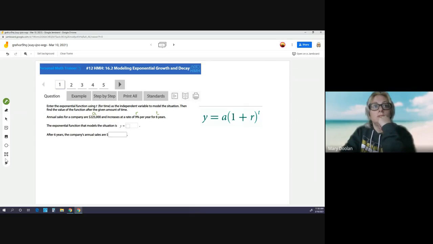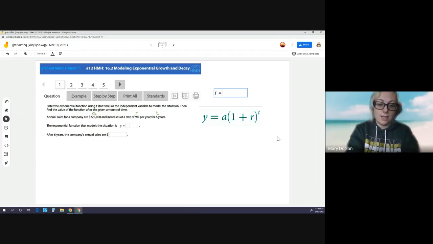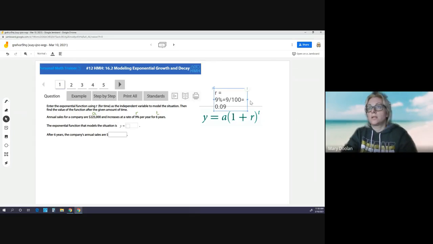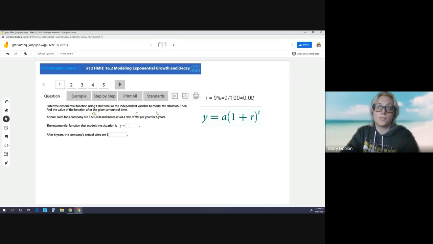Now, when you're using 9%, we can't actually just use 9% in our calculations. We have to turn it into a number that we can do calculations with. So 9% means 9 per 100. So I'm going to rewrite that as 9 per 100. That's a fraction, 9/100. And as a decimal, it's 0.09. So you have to do some converting of your given rate to a decimal, and then you're going to use that in your calculations.